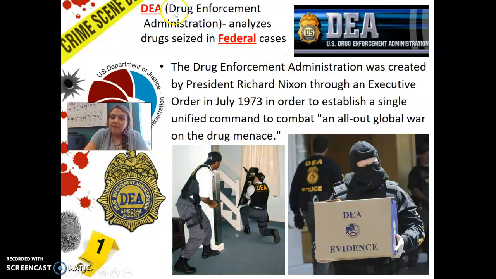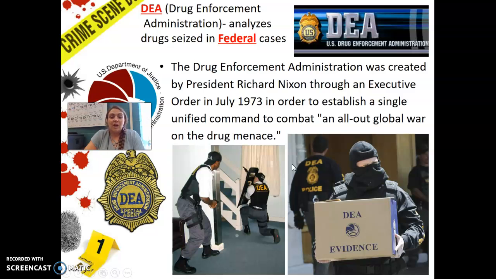Then there's the DEA. The DEA is the Drug Enforcement Administration. So they are just drug task forces, okay? The Drug Enforcement Administration was created during President Nixon. Basically, it was the war on drugs that was started in the 70s, but it is still continuing on. We definitely have an issue with drugs in this country, from it being smuggled in or being smuggled out.